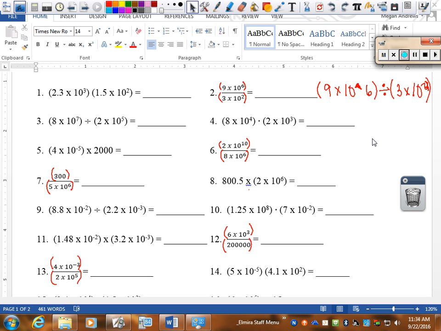So you can see in number 2 on the homework that I did, I wrote out what I typed. You don't have to write this out. I just wrote it out so you could see what I typed. So for this problem, I typed parenthesis 9 times 10 caret to make my exponent of 6, close my parenthesis, divided by open parenthesis 3 times 10 caret 2. Okay? If you don't type the parentheses, you will get the wrong answer. So be super careful of that.